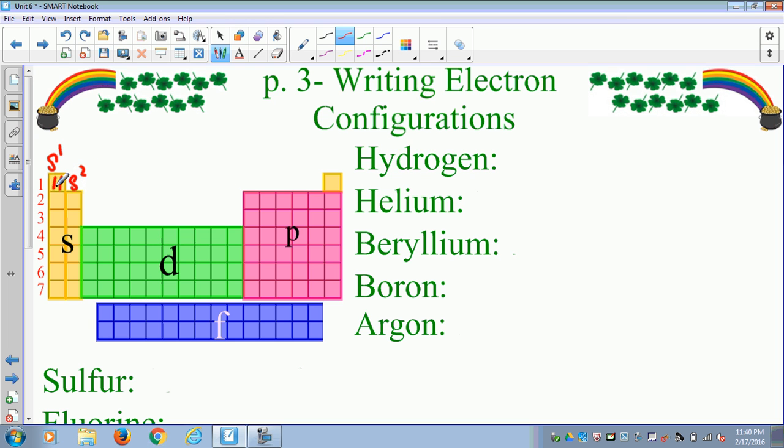So hydrogen is sitting right here. Hydrogen is in period 1, so I write the period 1. Then it has the sublevel S, and it has only 1 electron, so 1s1.